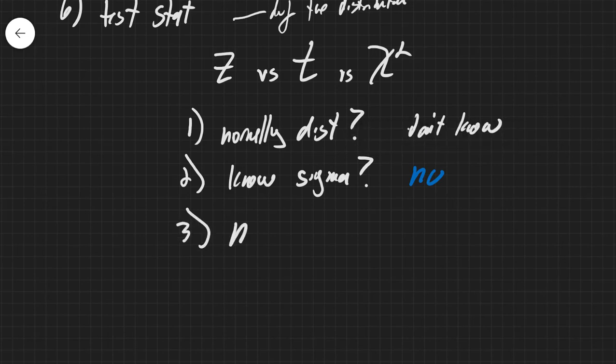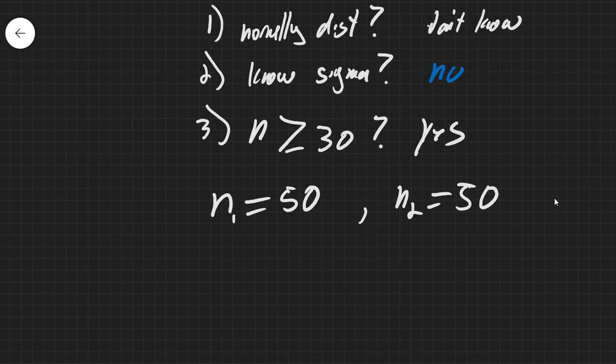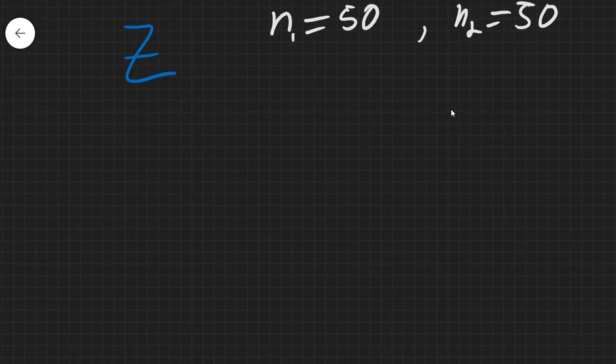Number 3, is n greater than or equal to 30? And the answer is yes. n sub 1 is equal to 50, and n sub 2 is also equal to 50, so we have more than 30 observations for each. Because we said yes here, we know we're going to use a z distribution. So that's good to go.